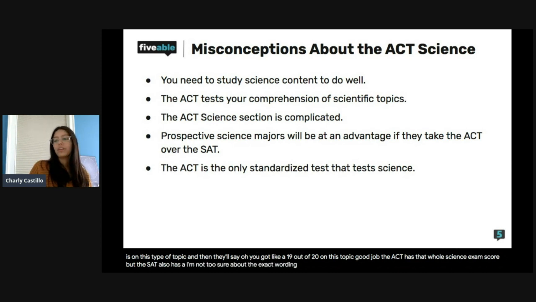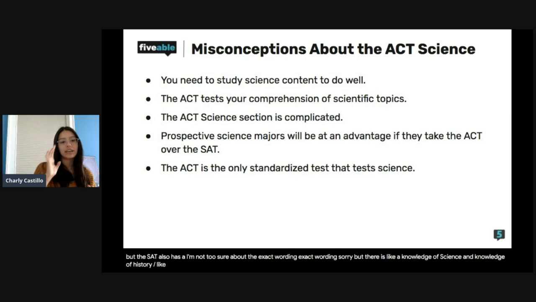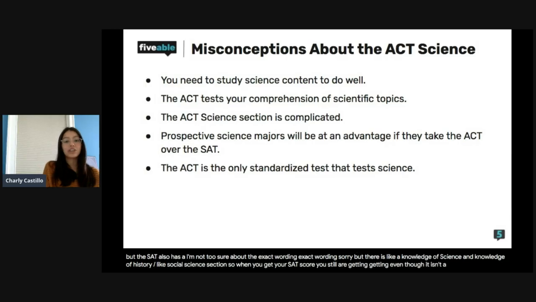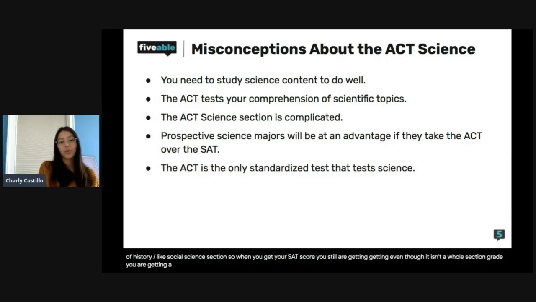I'm not sure about the exact wording, but there is a knowledge of science and knowledge of history / social science section. So when you get your SAT score, you still are getting, even though it isn't a whole section grade, you are getting a score in science and history / social science. So don't think that, I'm a science major, I'm going to take the ACT because it tests science, because the SAT also tests science. It's just not a section that they do have graded.